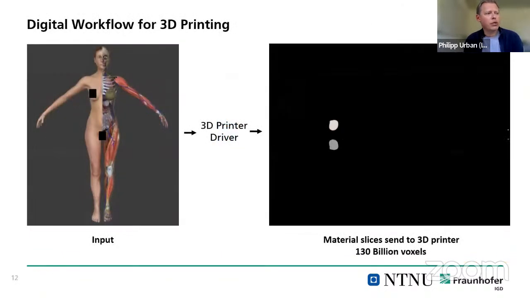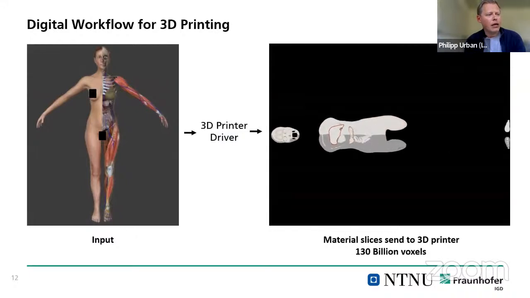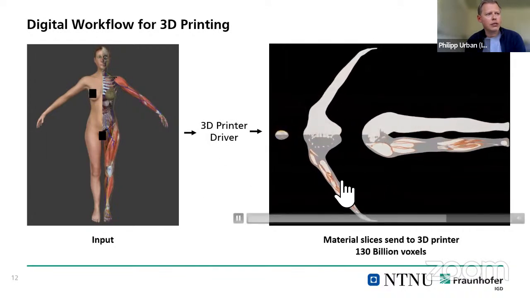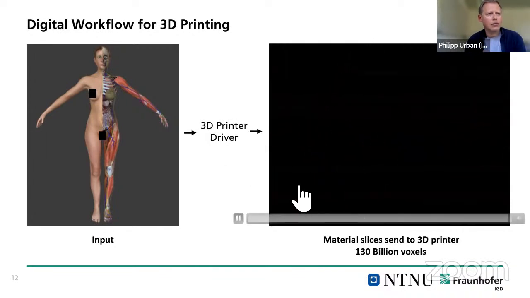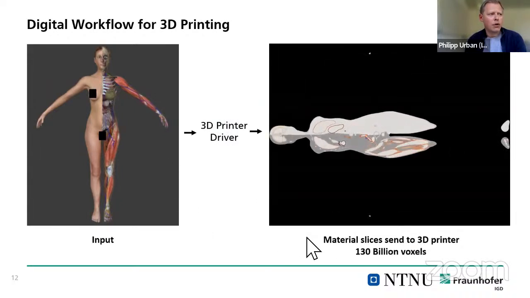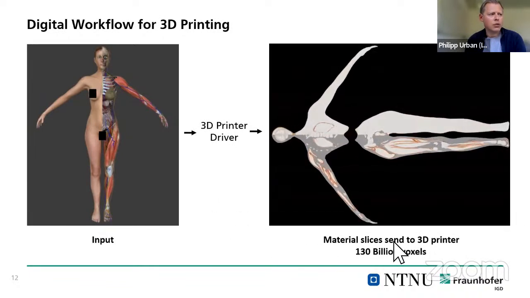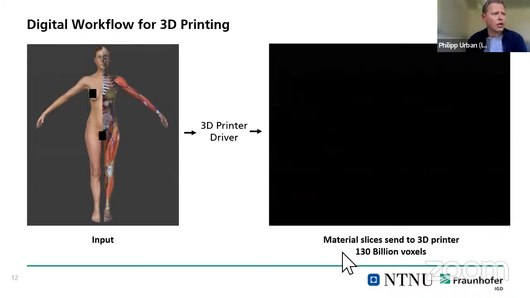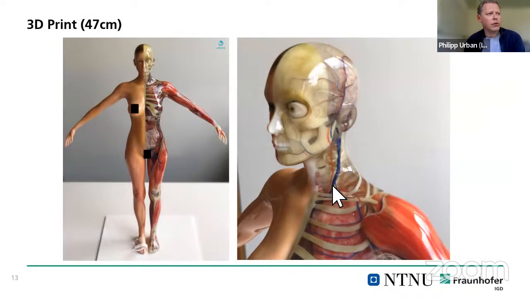Okay, once everything is computed, the driver sends data to the printer, and this data looks like this. These are basically single slices with material positioning. And even for medium-sized models, in this case a little bit larger, but not too big, you already have to deal with a lot of data, so 100 billion boxes in this case. And if you print this, you can see the capabilities of PolyJet or material jetting. You see very, very small details that cannot be realized with any other printing system or printing technology.